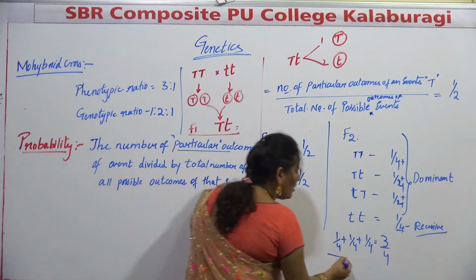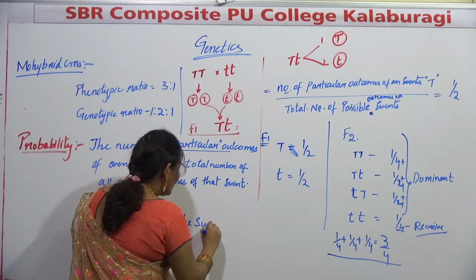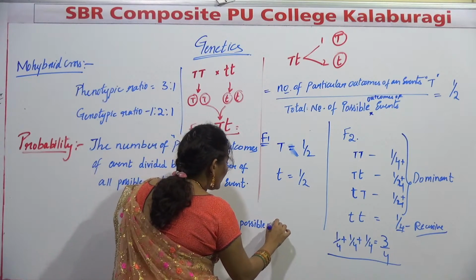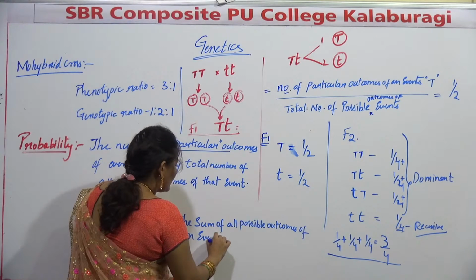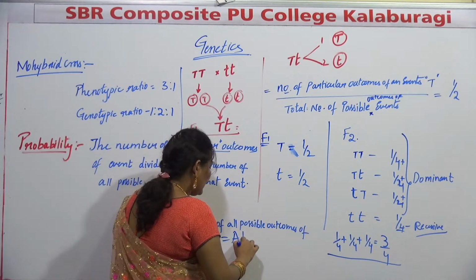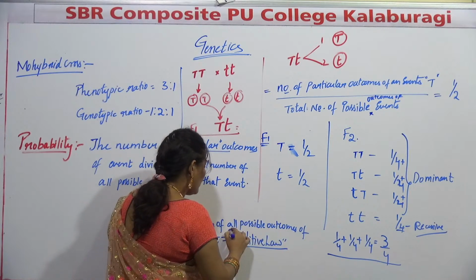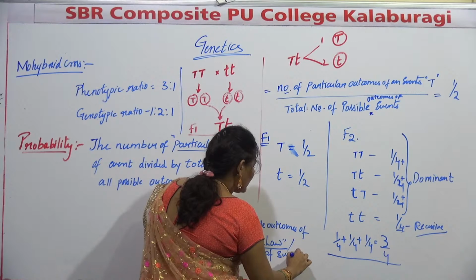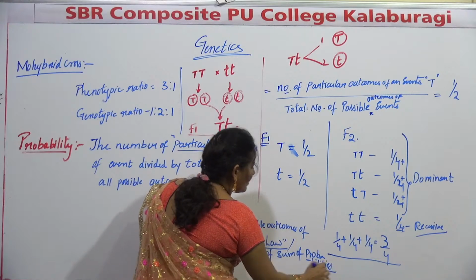So this adding of all these dominant phenotypes, the sum of all possible outcomes of an event, is known as the additive law, or law of sum of probabilities. Okay, hope I am clear.